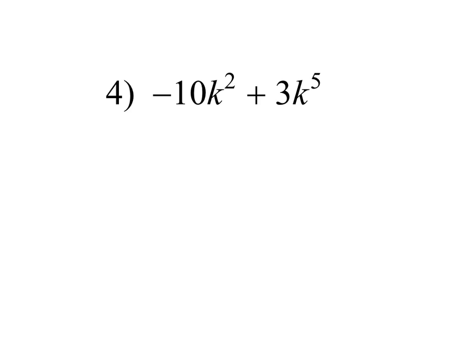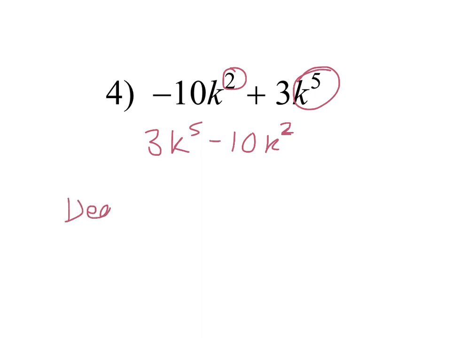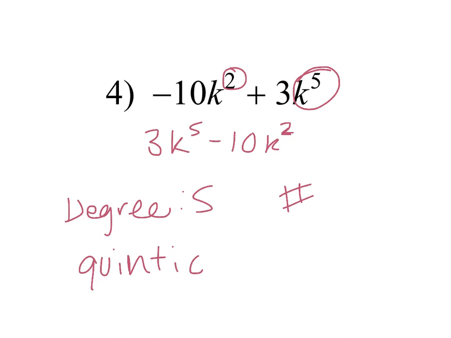Number 4. How do we rewrite this in standard form? So remember, in standard form we start with the biggest x term. Since k to the 5 is the biggest one, 5 is bigger than 2, we have to write that one first. So this is standard form. Now, what is our highest degree? 5. Quintic, right? And how many terms do we have? 2. And what do we call something with 2 terms? Binomial. Yes.